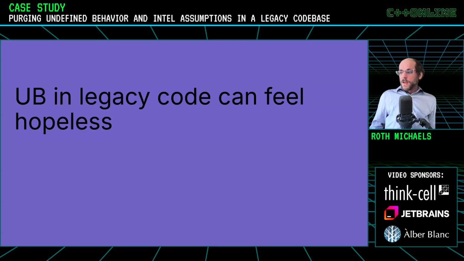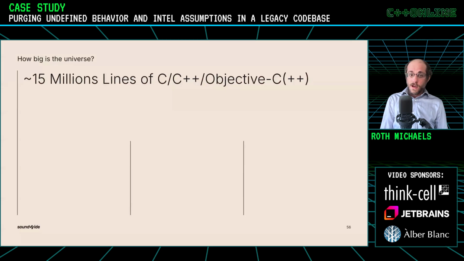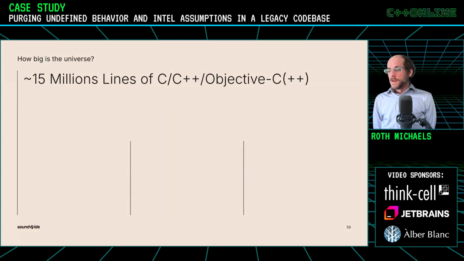Now, if you have a legacy code base that's been around for 10 or 20 years, addressing UB in legacy code can feel hopeless. If you feel this way, I understand. It might have felt that way a little bit on our end as well. This is a slide that I probably made about 5 years ago, so the numbers might be bigger, but I just want to give you a sense.